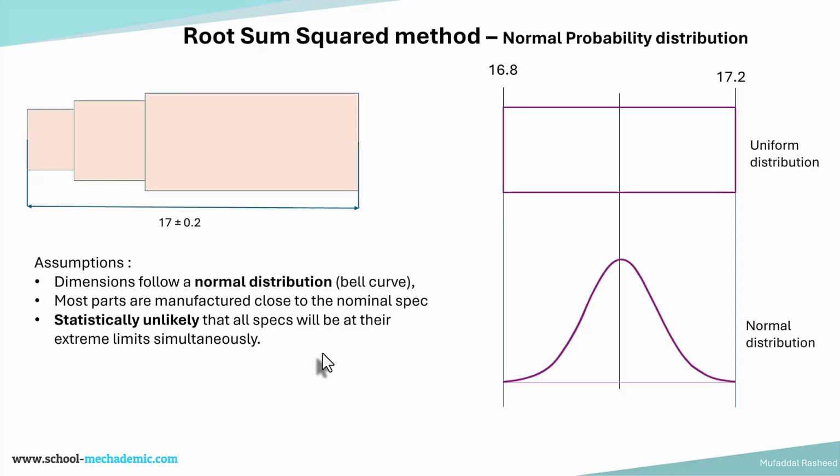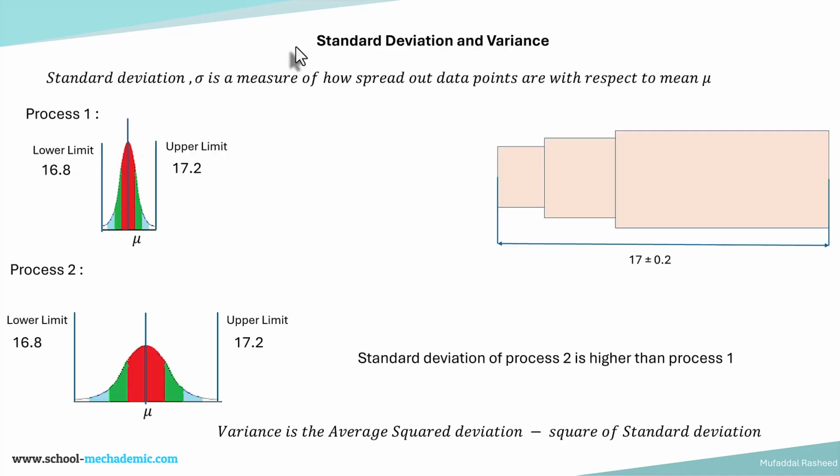Hence, using a worst case tolerance stackup analysis in that case would be designing too conservatively. Instead of that, we can use a root sum squared method. So that is basically the rationale behind using the root sum squared method as opposed to worst case analysis. To understand it, we need to understand the terms standard deviation and variance. So let us understand with this example.